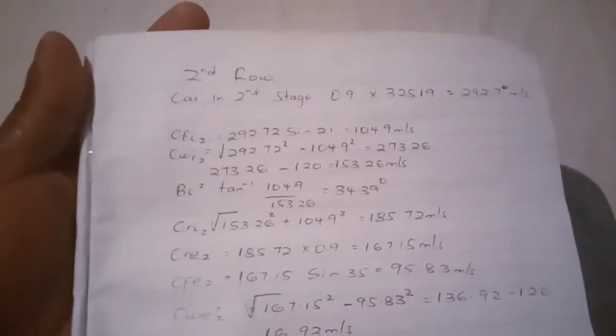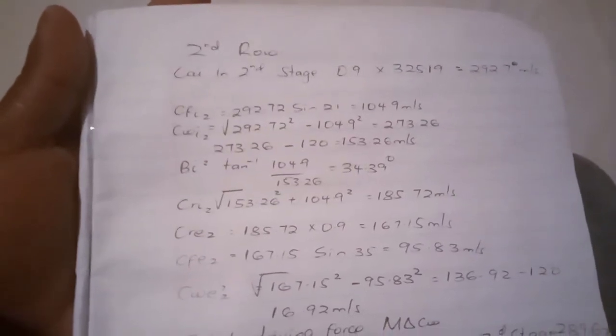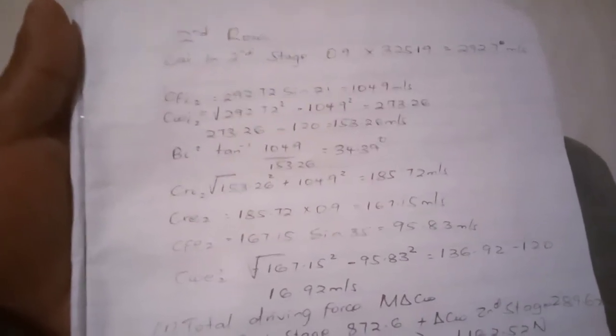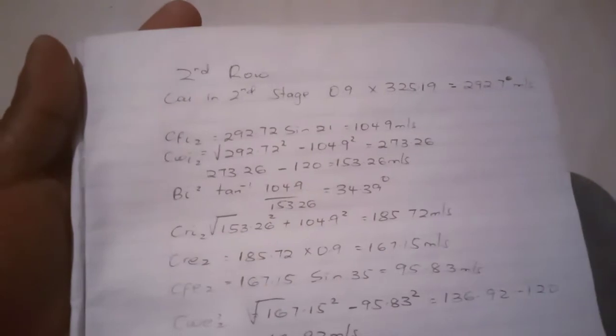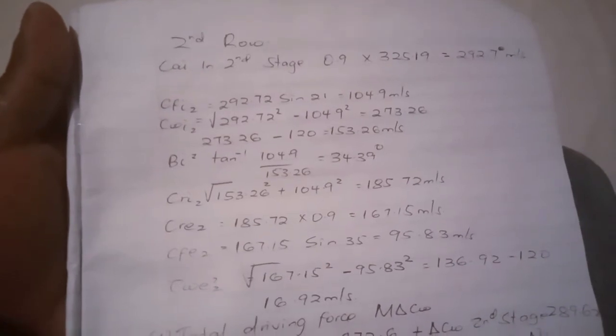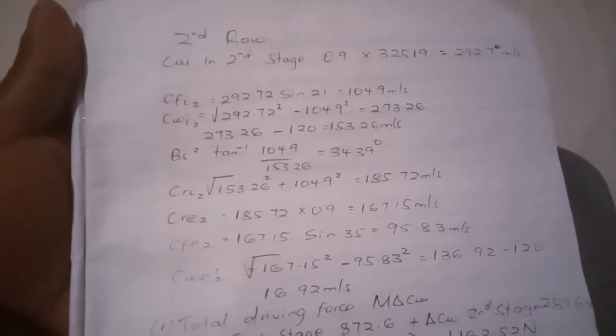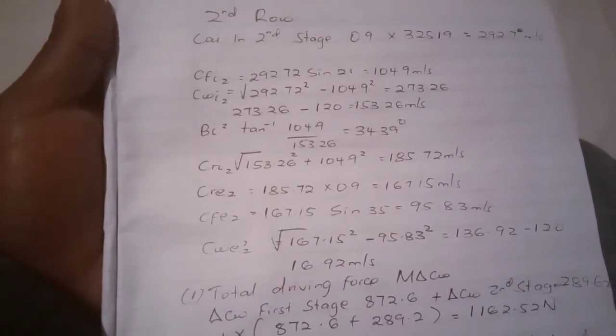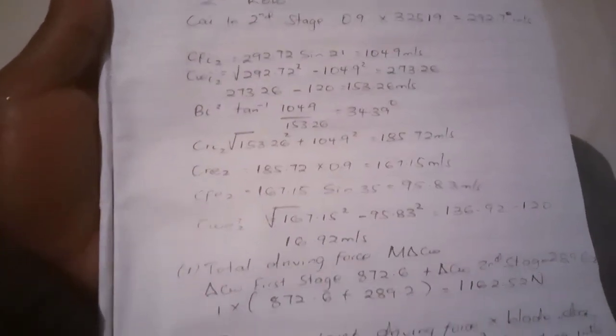I'll then move to the equation of the second row. CAI in the second stage is, we take the coefficient of friction from the first stage to get the CAI of the second stage. That is 0.9 times 325.19 meters per second. You get that it's 292.7 meters per second. CFI2, CW2, get all the figures, and I'll quickly move on to dealing with the question.